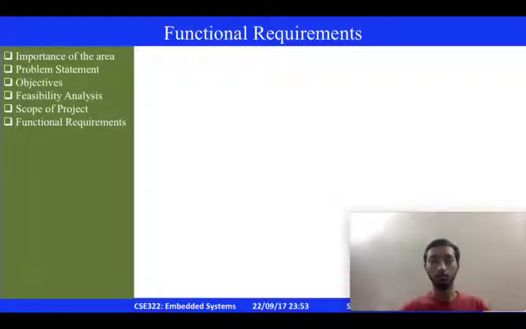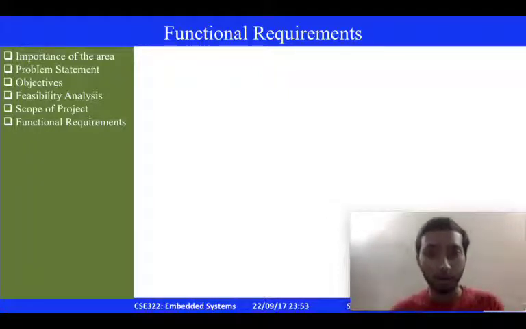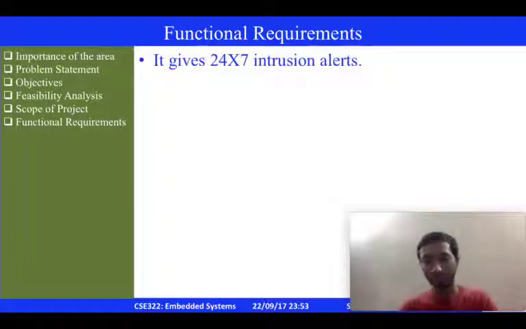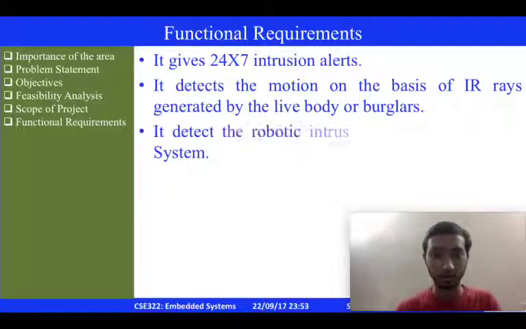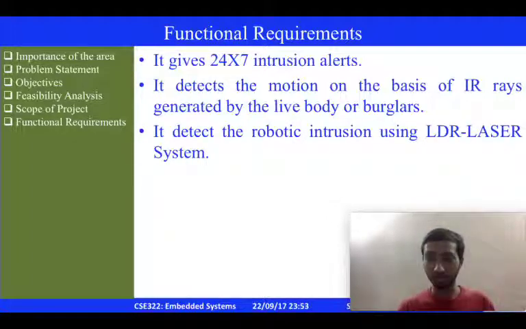So we are going to go through the functional requirements and the non-functional requirements, and then we'll move on to the hardware which we are going to use in this project which we are going to make. So yeah, functional requirements. It gives us 24/7 intrusion alerts, and it detects motion on the basis of infrared rays, which you would already know, generated by live bodies or burglars. So it detects robotic intrusion also.